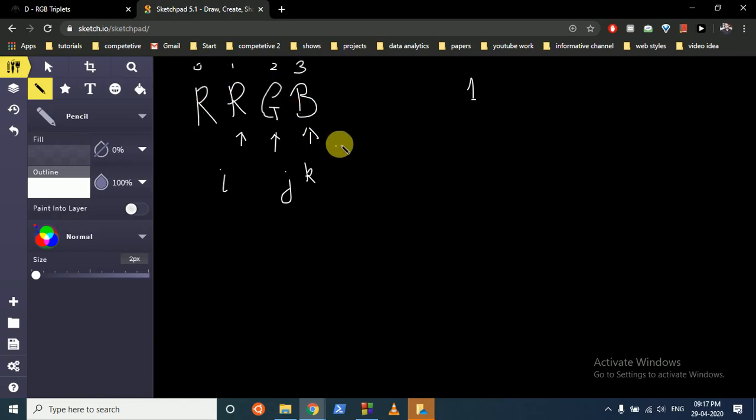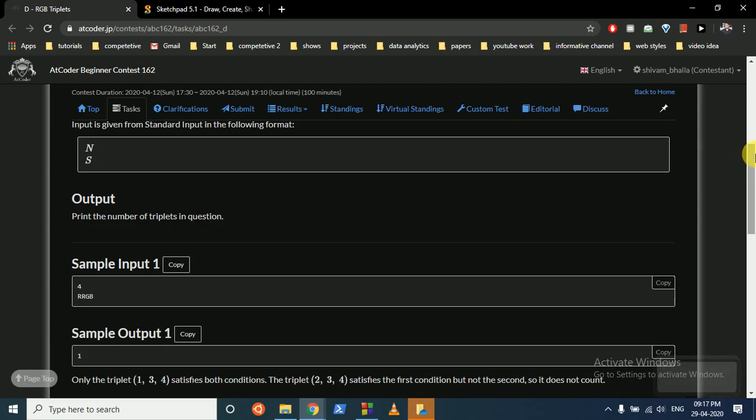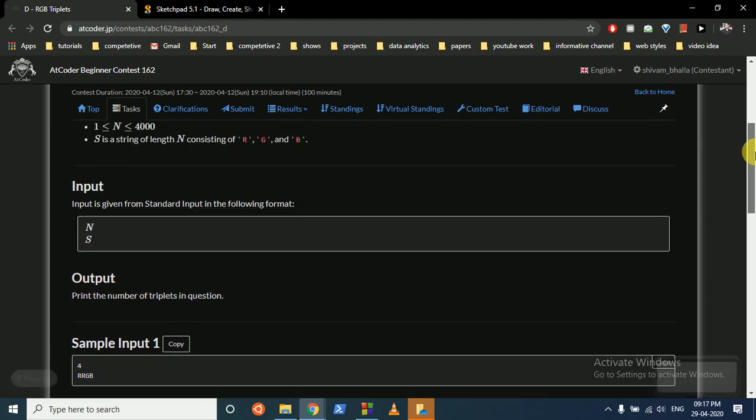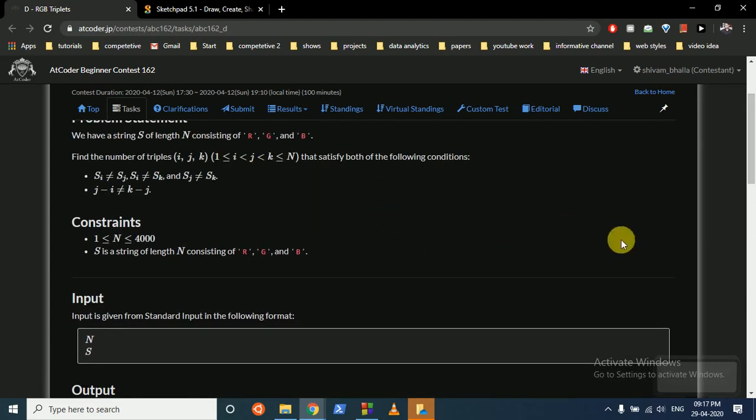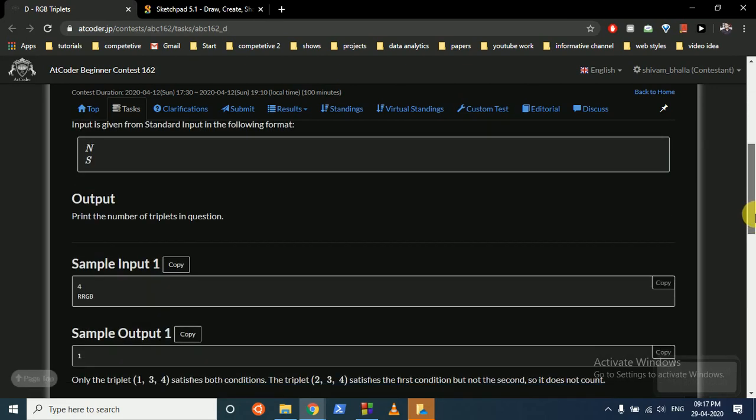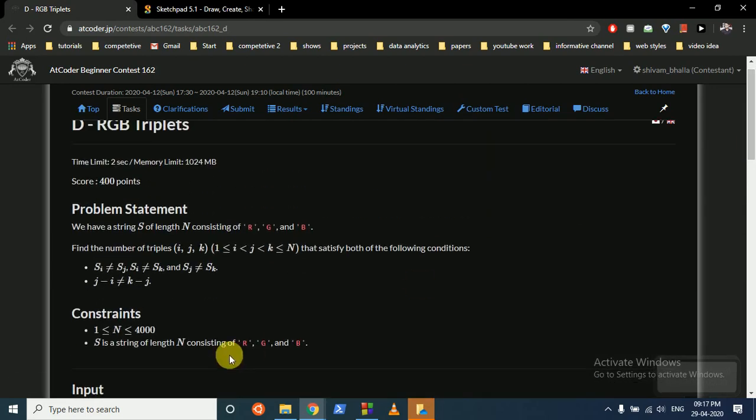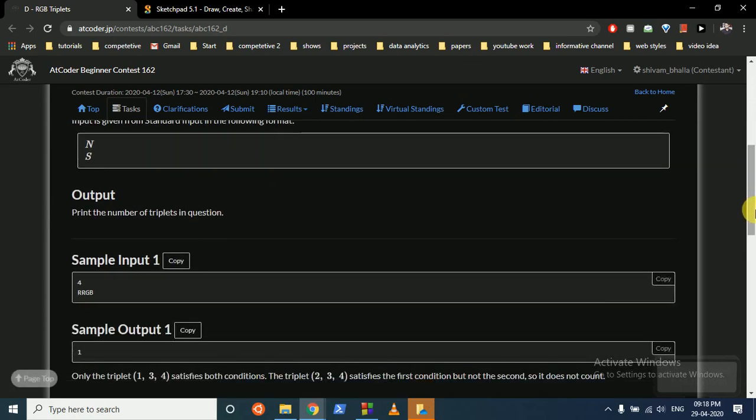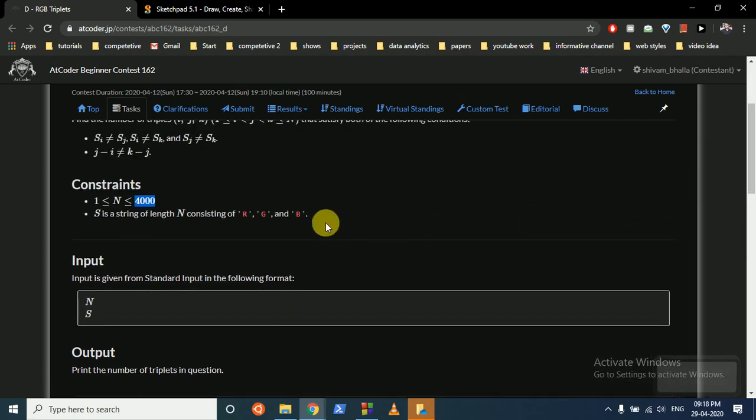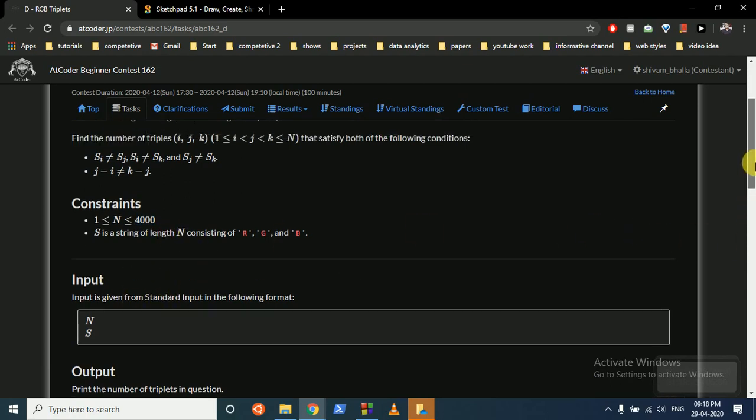Though it seems like you cannot do it manually or in a brute force way, the constraints are very small. The constraints are 4000, and you can do it in O of n square. So how can you do it in O of n square? You can iterate, because you know the values of I and J. For every value of I and J, you can check whether K is an RGB or not.